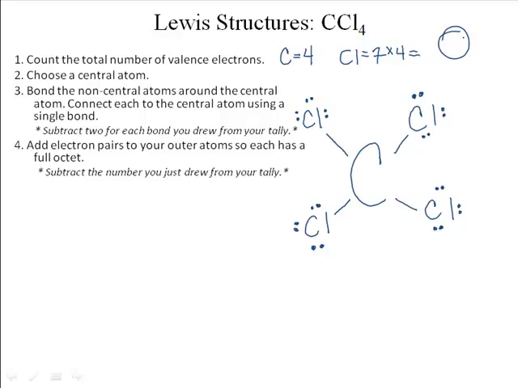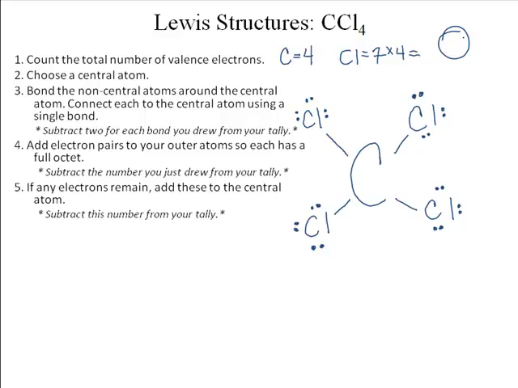Now I can move on to number 5. If there's any electrons remaining in your tally, those will go on your central atom in pairs, in dots, just the way we did for chlorine. My tally is down to 0 valence electrons now, so I don't have anything to do for step number 5 because I'm already at 0. This is an example of where I get to skip step 5 because it's already taken care of. If I had added any electrons to my central atom, I would then subtract that number from the tally, which should put me at 0. So at this point, you should have 0 electrons left in your tally.